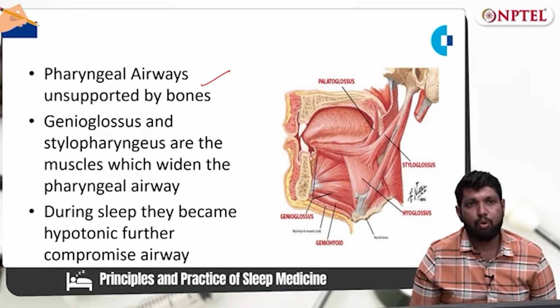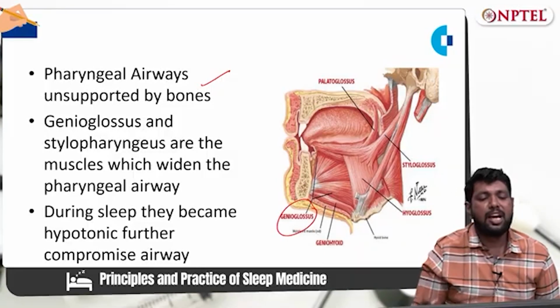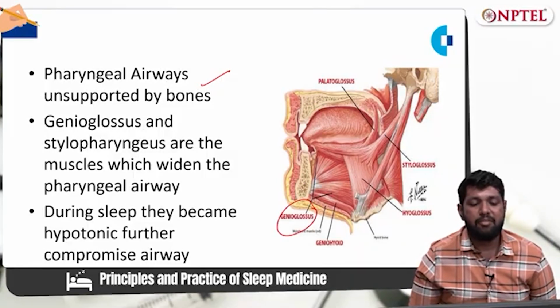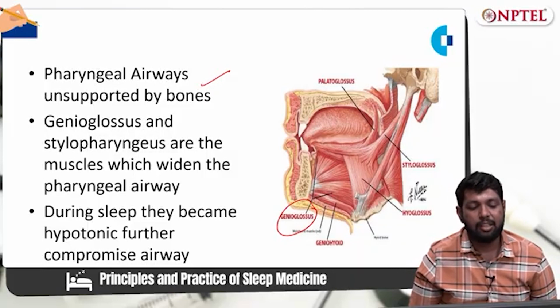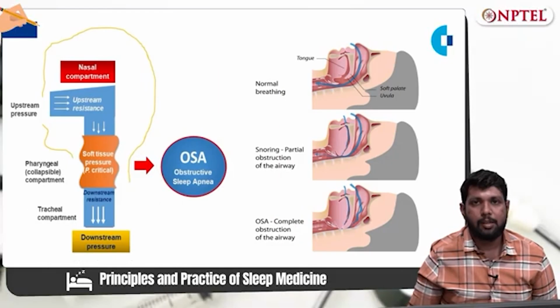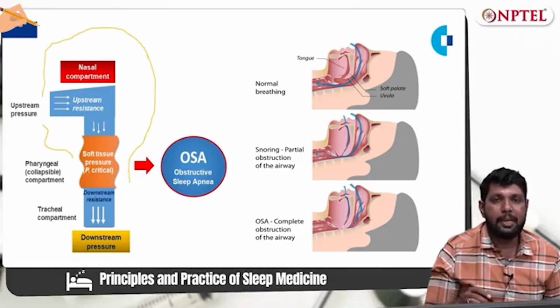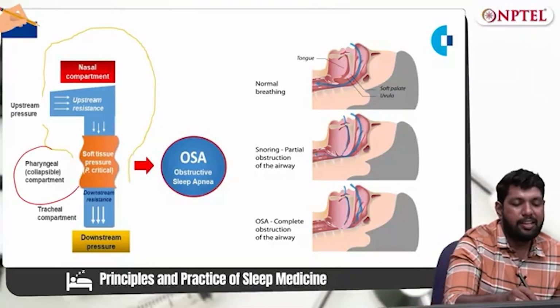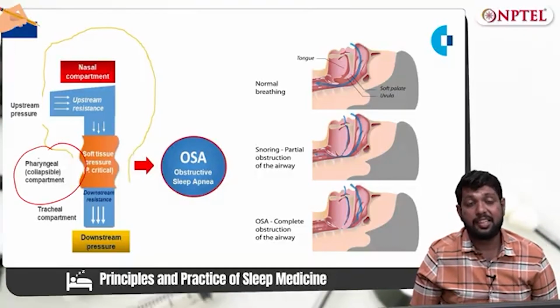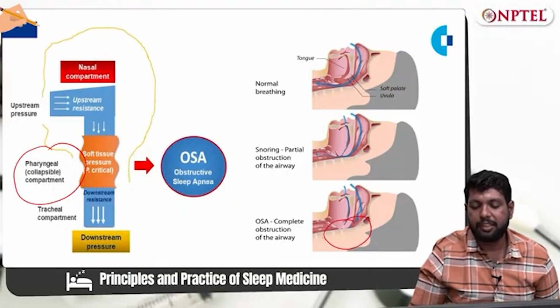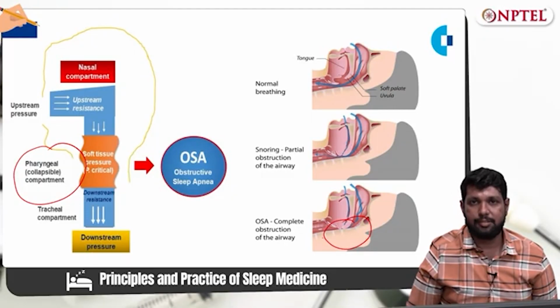So the genioglossus and stylopharyngeus are the muscles which widen the pharyngeal airway. During sleep they become more hypotonic, further compromising the airway. I am repeating the current slide. So in obstructive sleep apnea, the main pathology is at the pharyngeal wall, where the collapsibility is more. When there is a complete obstruction, OSA occurs.